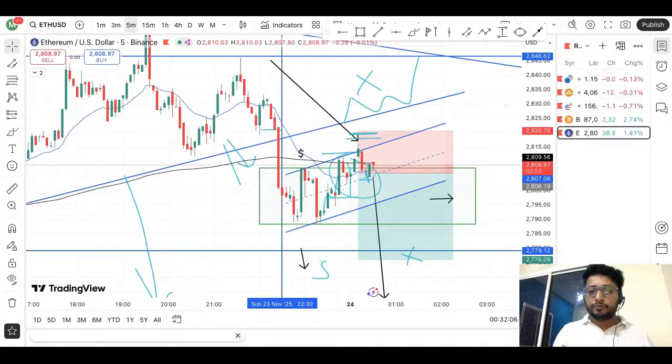Yes, please wait for some time. Still, our position is in break even. It's not moving to stop loss or towards the target also. So we need to wait for some more time.